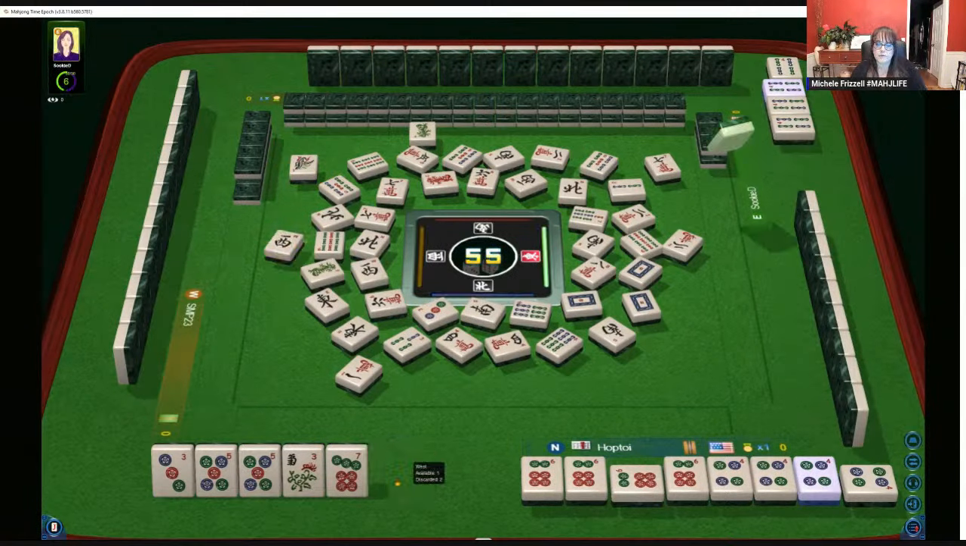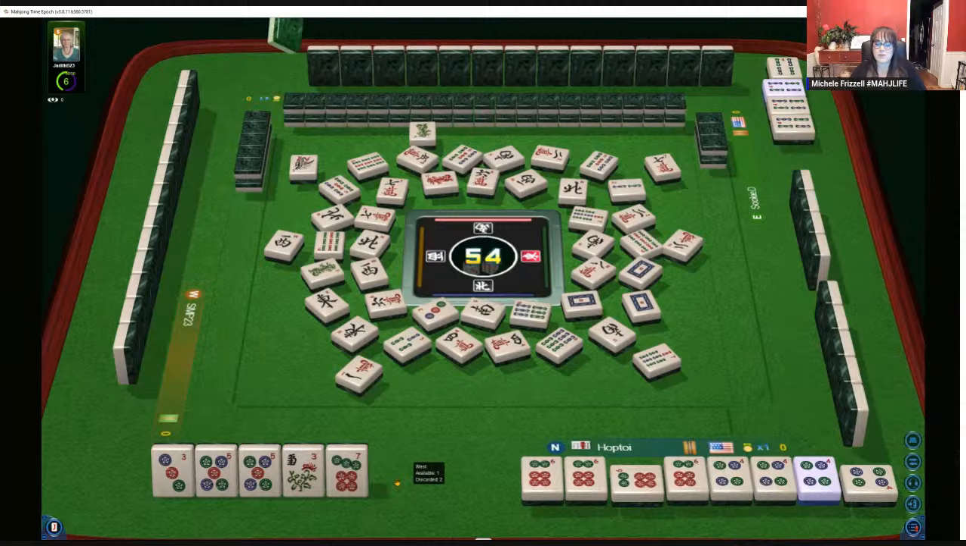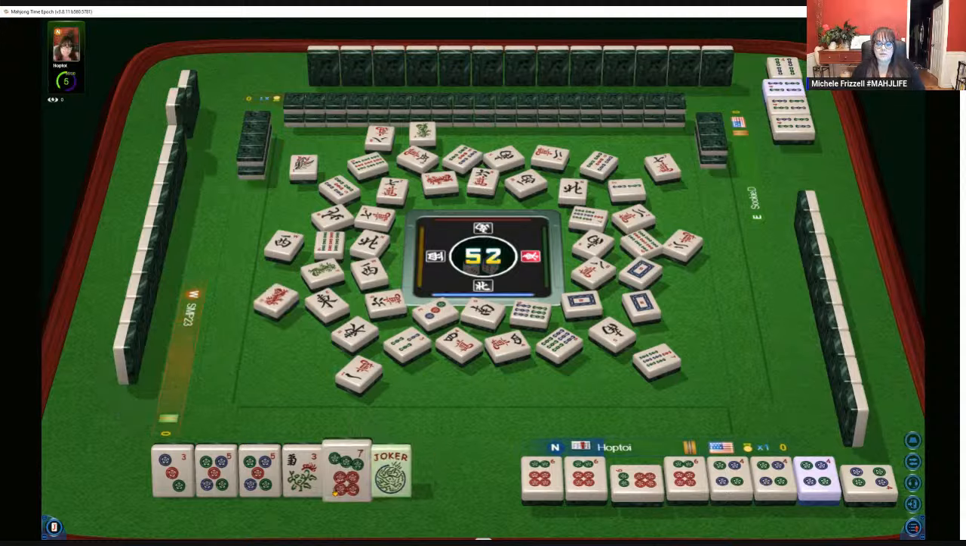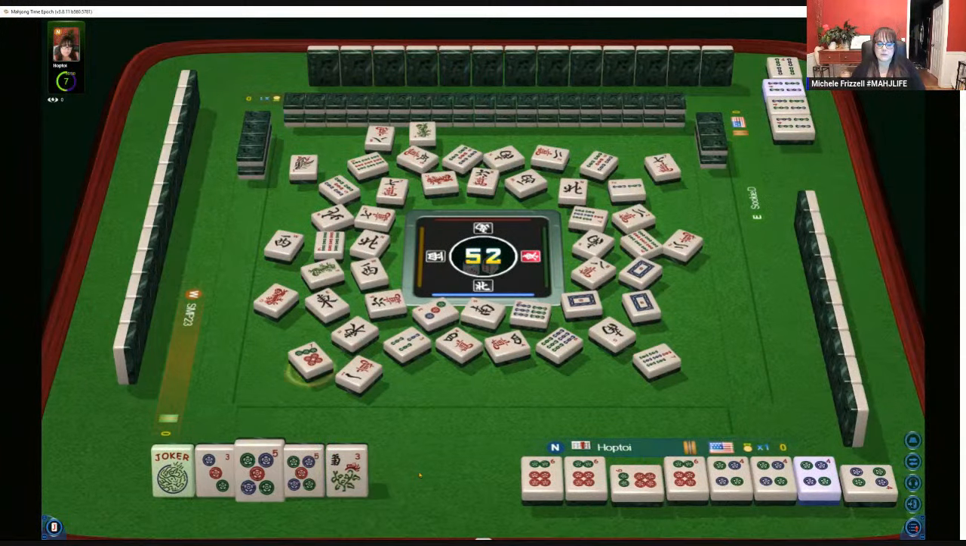West wind. We're at 55 tiles in hat. We still don't have a keeper. Seven bamboos. I would say we're a contender. Eight characters. So we should take moderate risks. Red dragon. There's a keeper. Seven dots. Okay, so I would say now we jumped up to front runner.